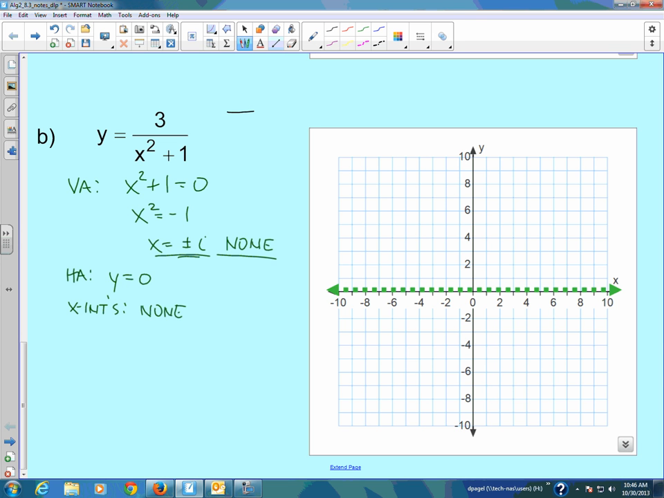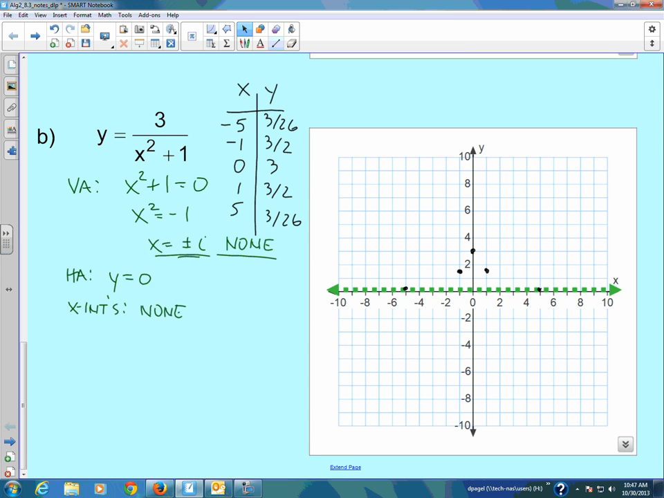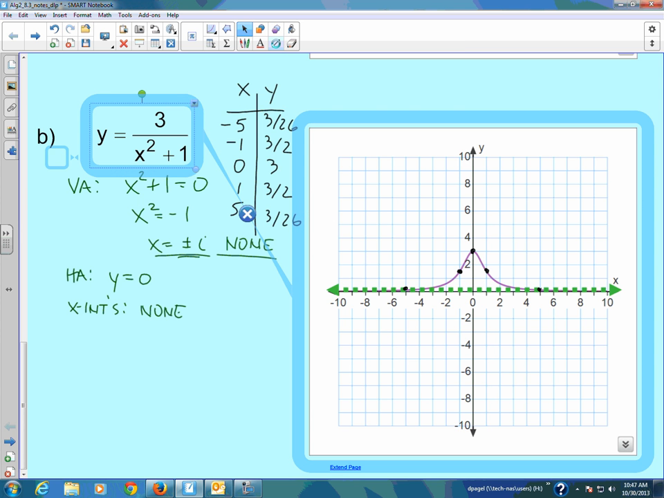Then we test our points. I'm going to test the same ones we just did. Negative 5 squared, 25 plus 1 is 26, so you get 3 over 26, and then put a 1 in there, you get a 3 over 2. 0 gives me a 3. So 3 over 2, 3 over 26. I'm going to get something that looks like so. And there's your graph. This time a mountain versus a valley.